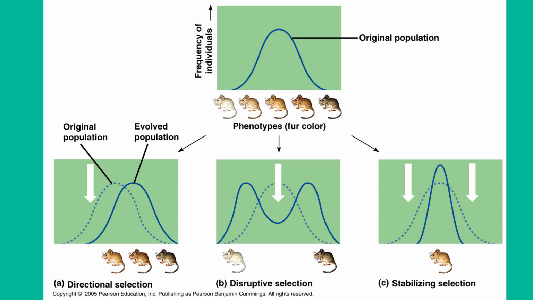Let's say that you're in an area that has dark background, grassland with dark soils, dark plants. The ones that are lighter are going to stick out to predators. And so that's going to shift the population over time in the direction of more dark fur color.